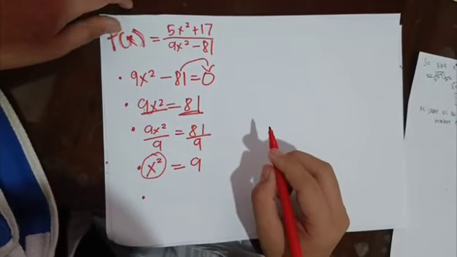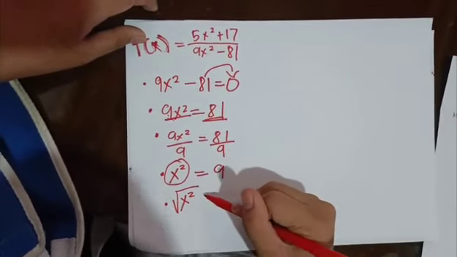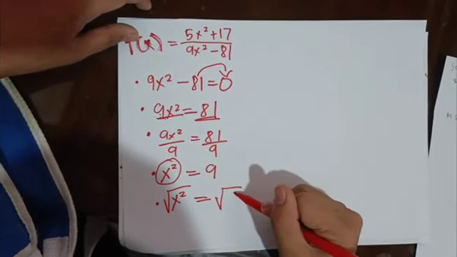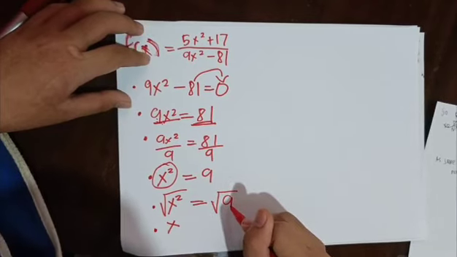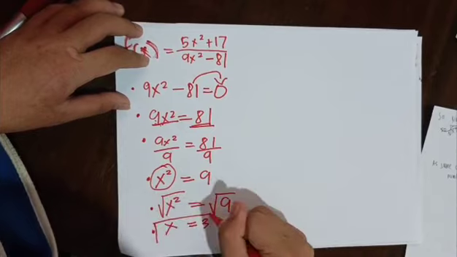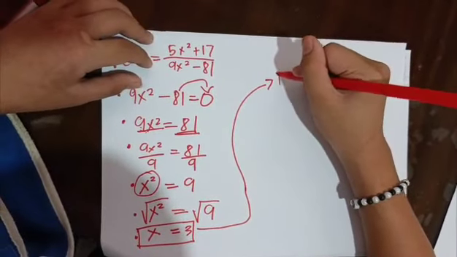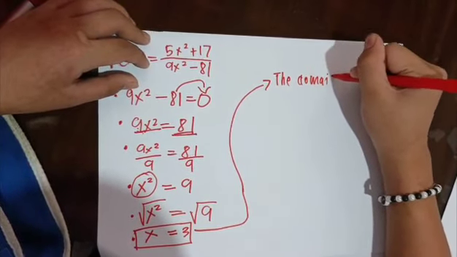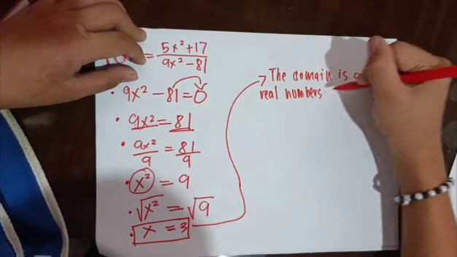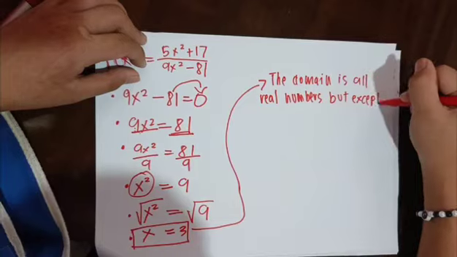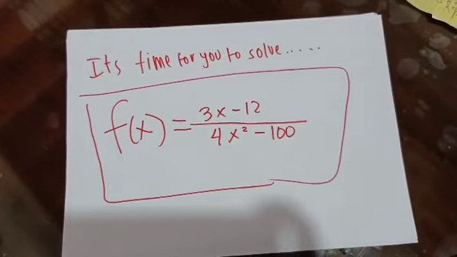Since x squared has an exponent, let us remove it by square rooting it. So the square root of x squared, do the same on 9, the square root of 9. The square root of x squared is x, while the square root of 9 is plus or minus 3. So here is our final answer. The same as the first example, the domain is all real numbers except positive and negative 3.